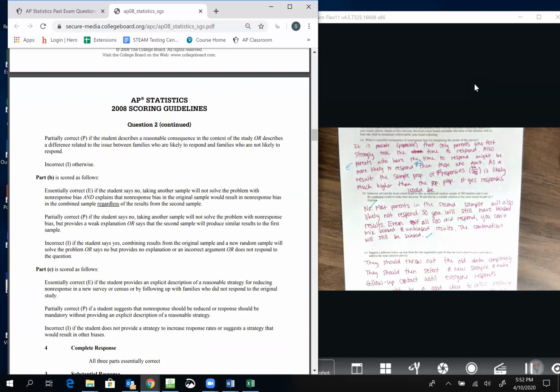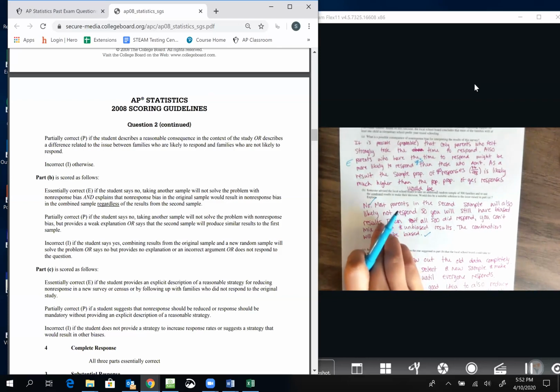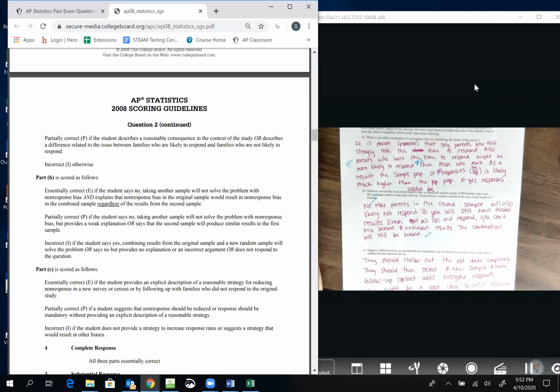Partially correct if the student says no, taking another sample will not solve the problem, but provides a weak explanation, or says the second sample will produce similar results to the first sample. So if I had stopped there, that's exactly what they just said. That would be partially correct. Or if your explanation was just very weak. Incorrect if you said yes, or if you said no, but you provided no explanation or an incorrect explanation. Or obviously if you didn't put anything at all.